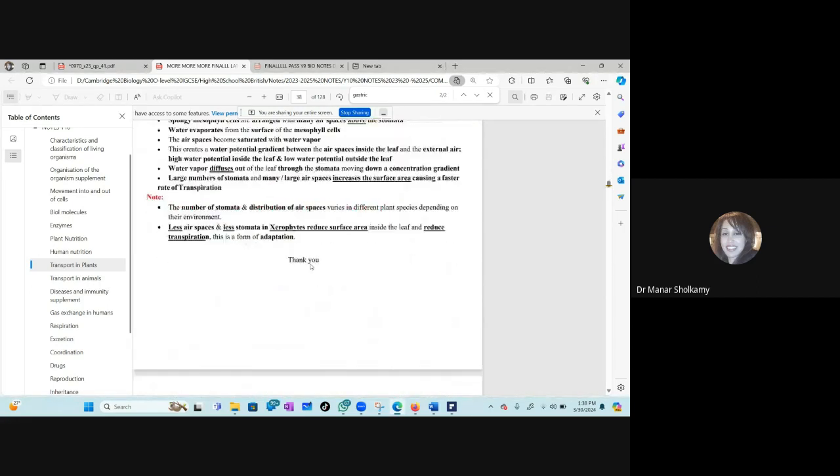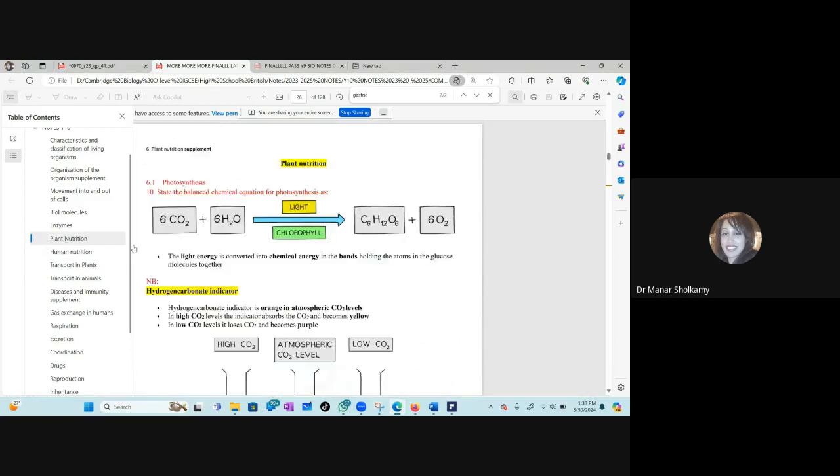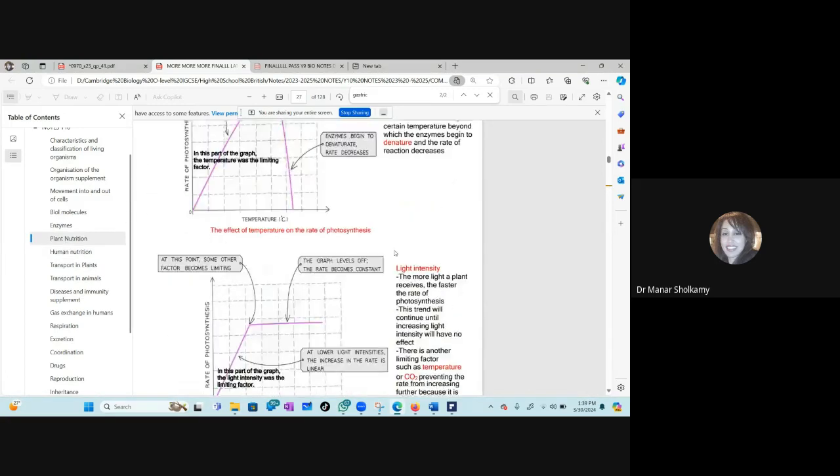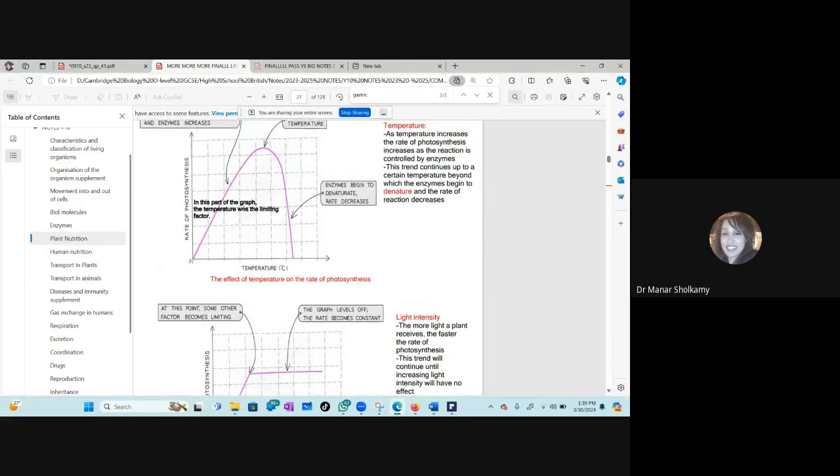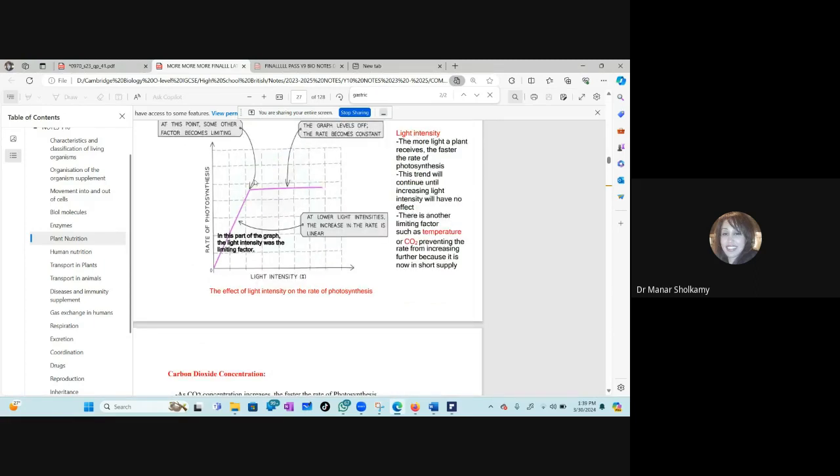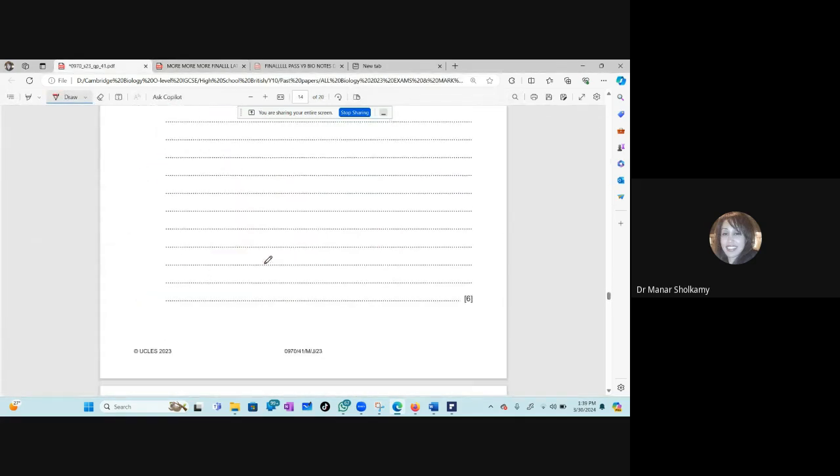It's in your notes somewhere. I don't know where it is, but it's there. Yes, here, effect of temperature. In this part of the graph, the temperature was the limiting factor. And this is always in the increasing part of the graph, this is the light intensity. This is exactly the question. Just need to study more.